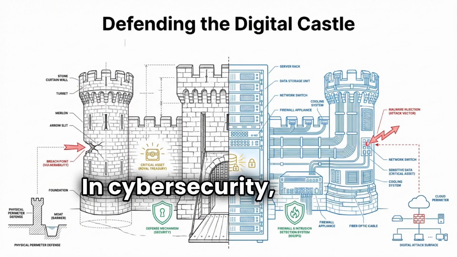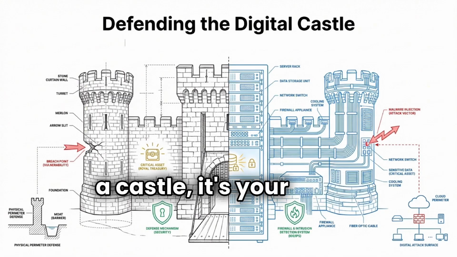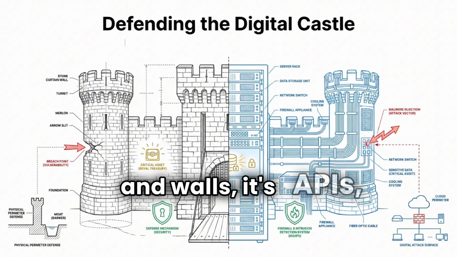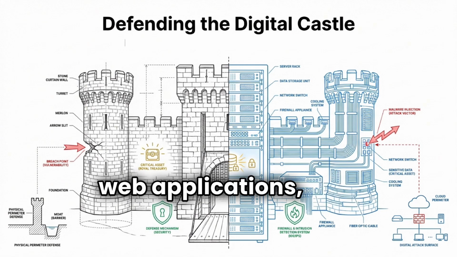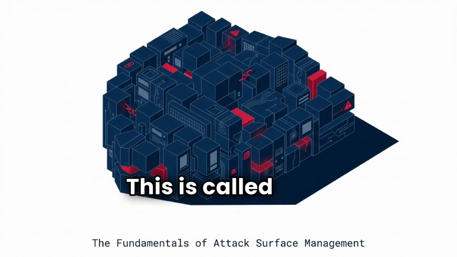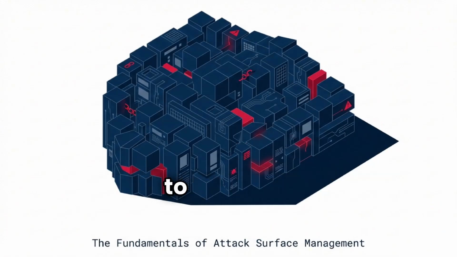In cybersecurity, we have the exact same problem, but instead of a castle, it's your entire digital infrastructure. And instead of gates and walls, it's APIs, web applications, user accounts, network ports, and thousands of other potential entry points. This is called your attack surface, and understanding it is absolutely fundamental to security.